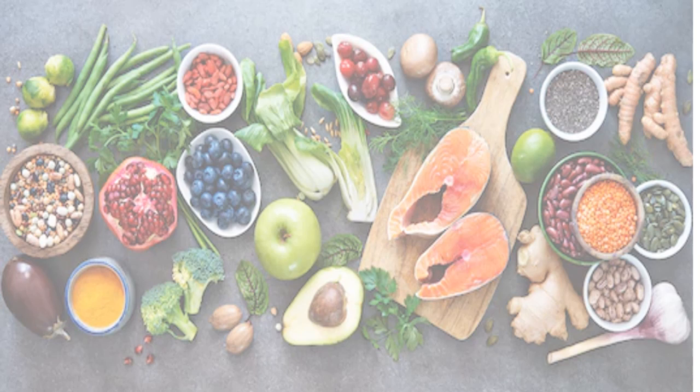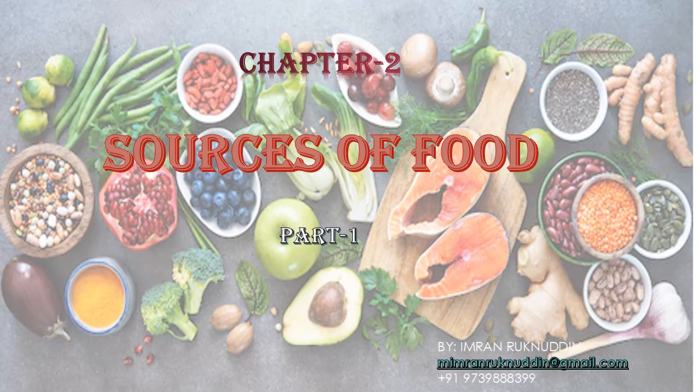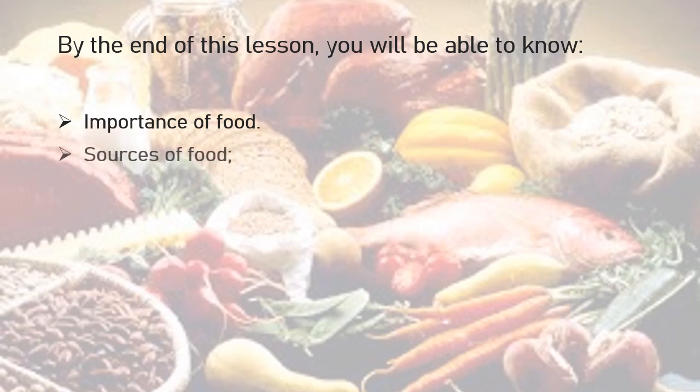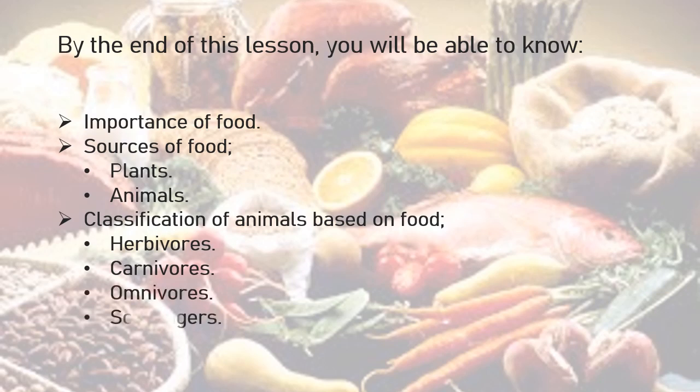Today we shall start a new chapter, that is chapter number 2 from your textbook, Sources of Food. So in this unit we shall be learning about importance of food, sources of food, that is plants and animals, classification of animals based on food, herbivores, carnivores, omnivores and scavengers, and food chain.